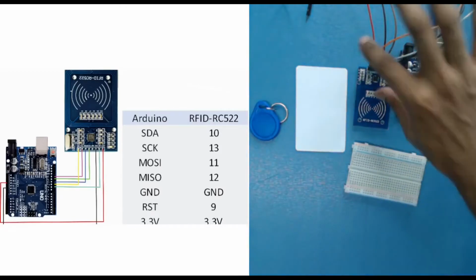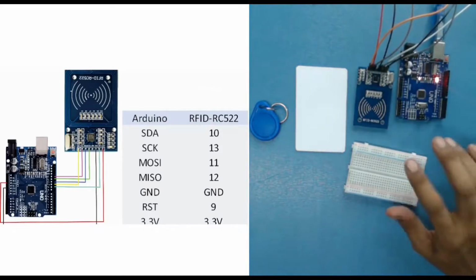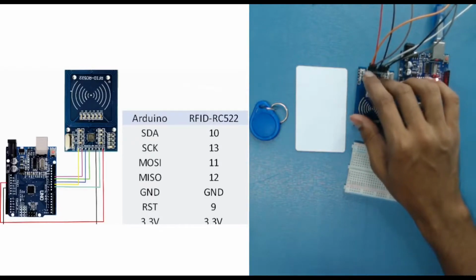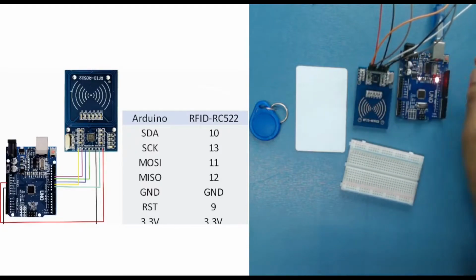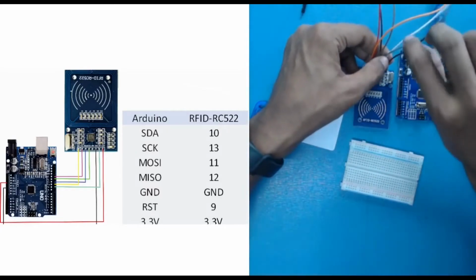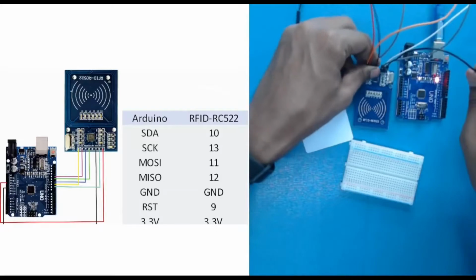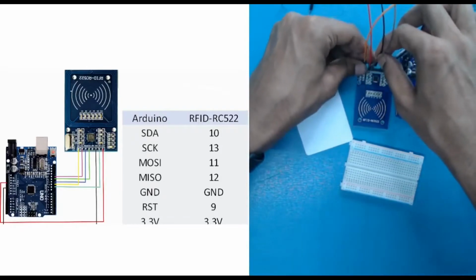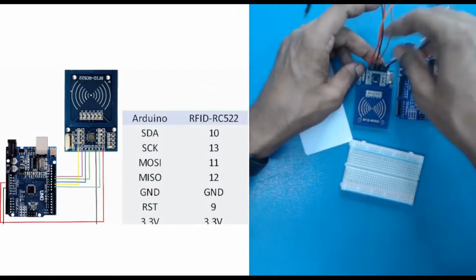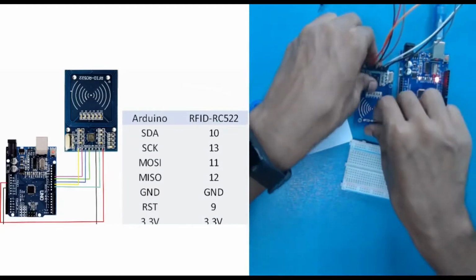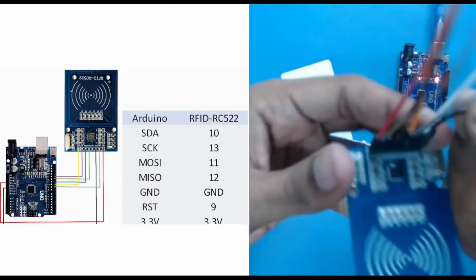Okay. So I have connected the pins of my RFID RC522. Now I have to connect it with my Arduino. So if you see it, let me turn it up a little bit so that you can see it easily. Let me connect the first.